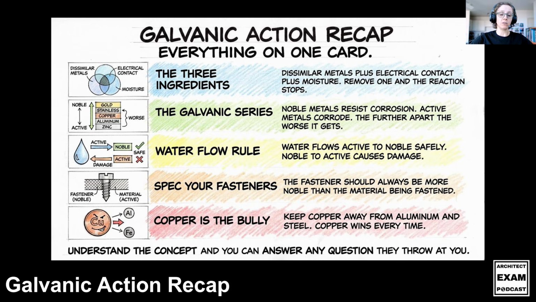That's galvanic action. It's predictable. You just need to know which metals fight each other and how to keep them apart. Understand the three ingredients, know the series, spec your fasteners, and always think about where the water goes. In practice, understanding this saves you from callbacks, failures, and some really awkward conversations with clients and contractors.